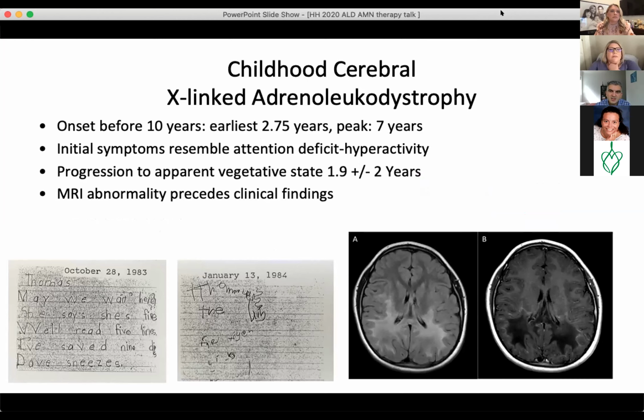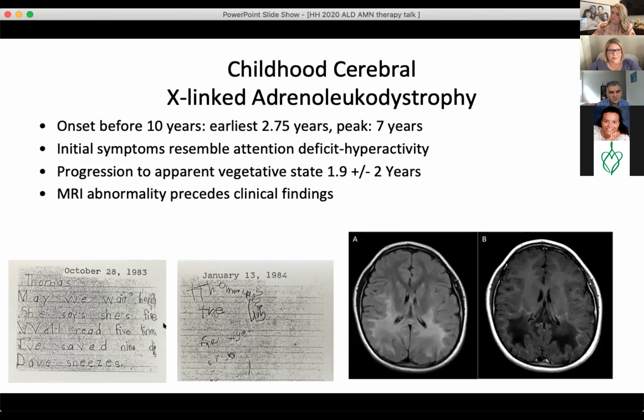But then once they start having actual neurological symptoms, the deterioration is incredibly rapid. And it's due to a very rapid inflammatory demyelinating disease in the brain, as you can see here. And there is a pathognomonic finding of a gadolinium enhancement that characterizes it.